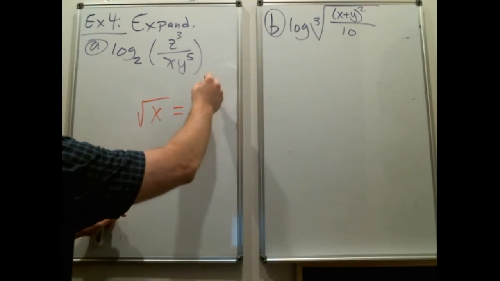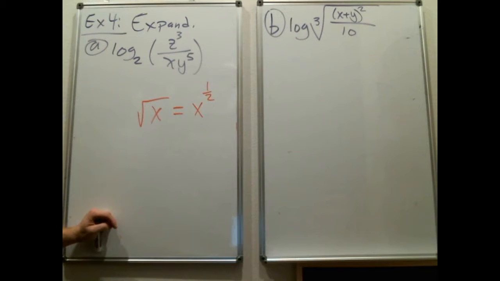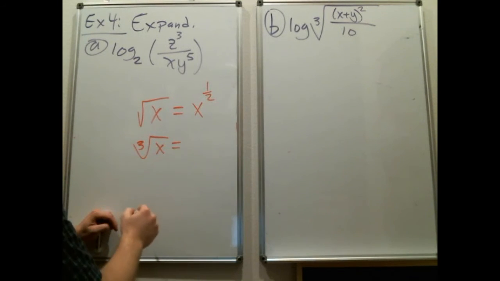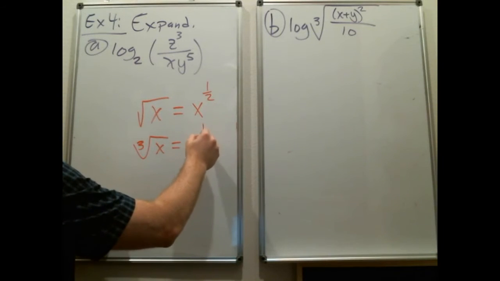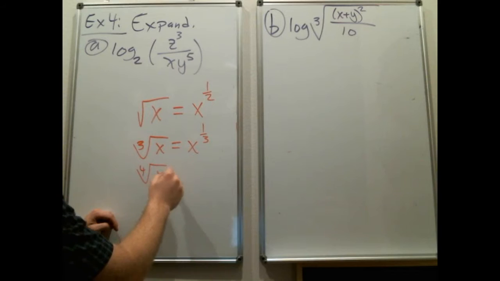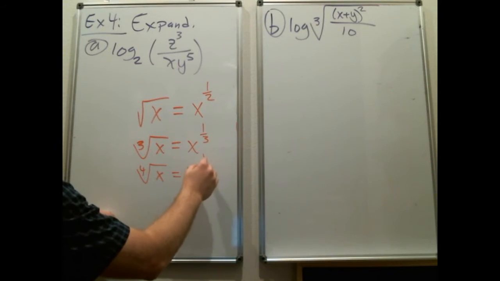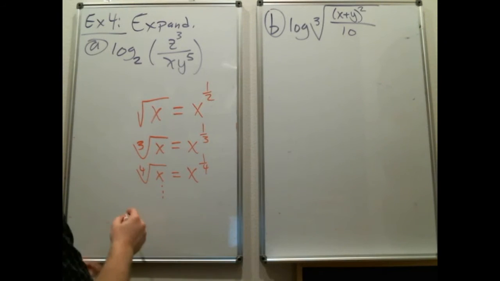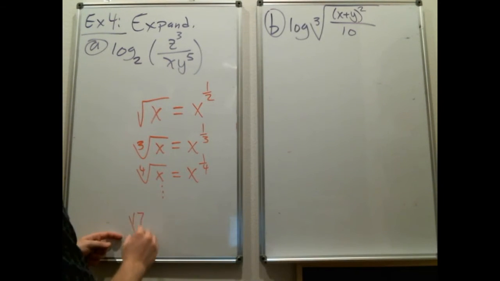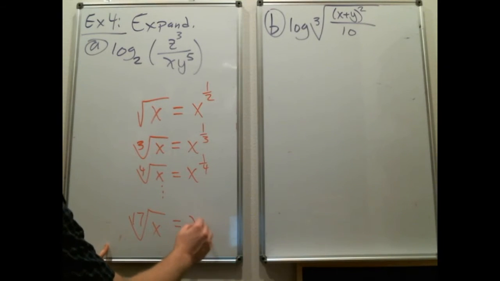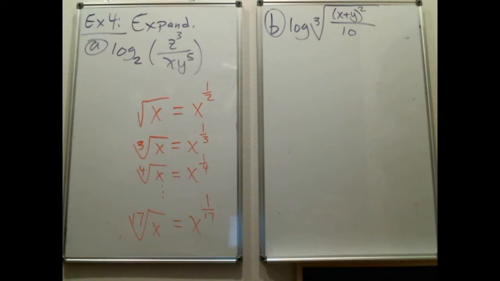So this you can rewrite as x to the 1/2 power. If you have the cube root of x, well, that's x to the 1/3 power. If you have the fourth root of x, that's equal to x to the 1/4 power, and so on. That just keeps going on forever. Whatever number you wanted, let's say 17, the 17th root of x, you could have x raised to the 1/17th power.